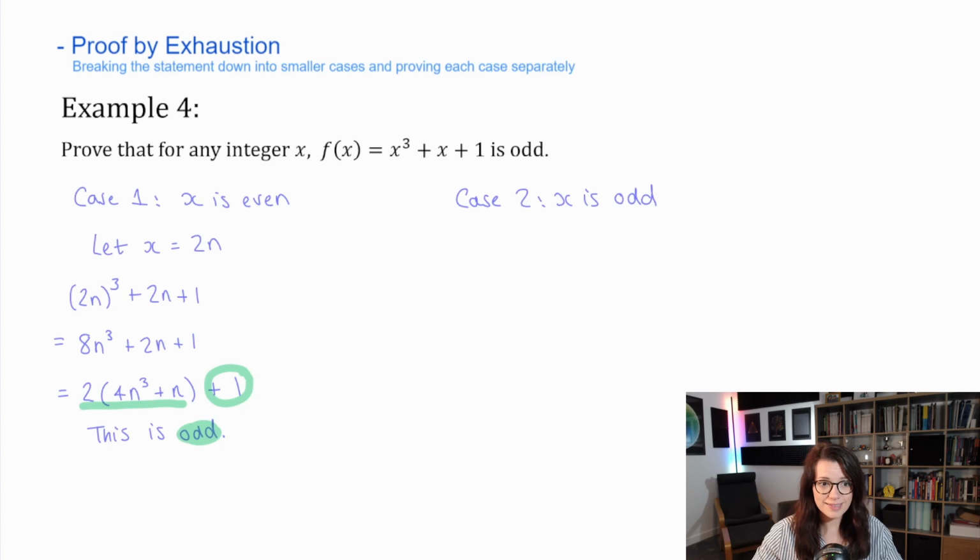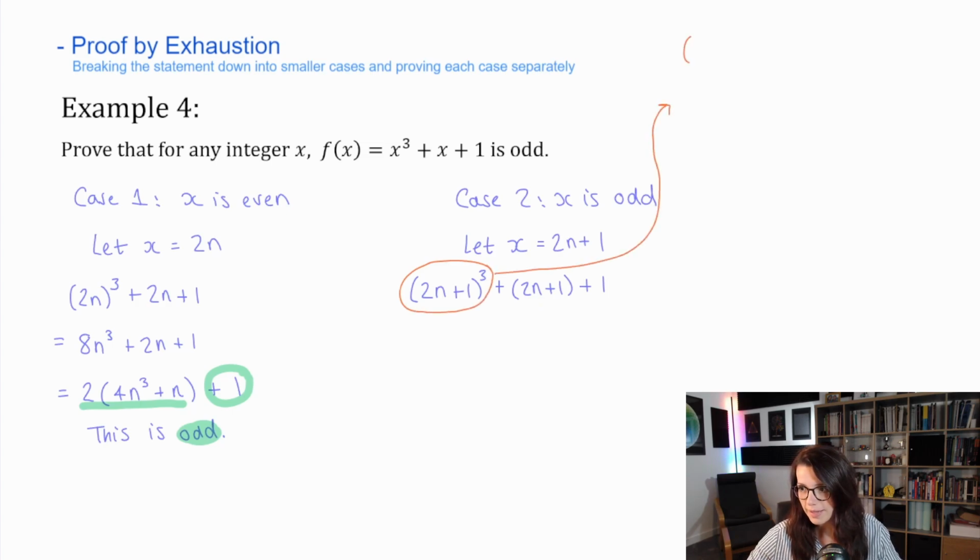Case 2, x is odd, so we can say something like let x be equal to 2n plus 1. Again, we're going to sub that into our expression or function. In this case, the algebra is a little bit more involved, so I'd probably be tempted to take this cubic and expand it out on the side somewhere. So if we do that up here, 2n plus 1 cubed means 2n plus 1, 3 times.